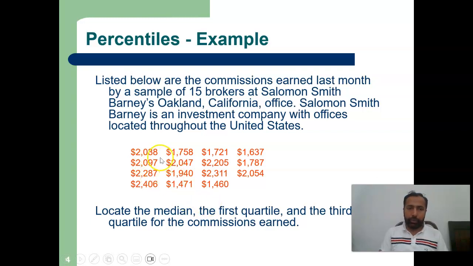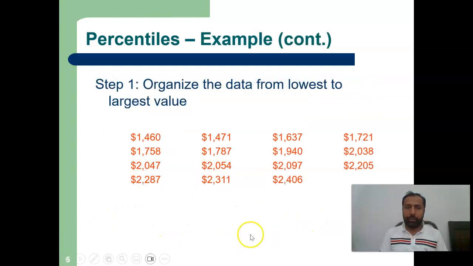And how many observations do we have? 1, 2, 3, 4, 5, 6, 7, 8, 9, 10, 11, 12, 13, 14, 15. So we have 15 brokers. So the number of observations, n, is equal to 15. And now we have to locate the median, first quartile, and third quartile of the commissions earned.